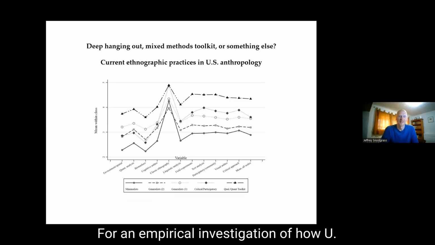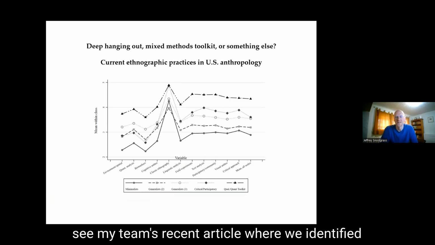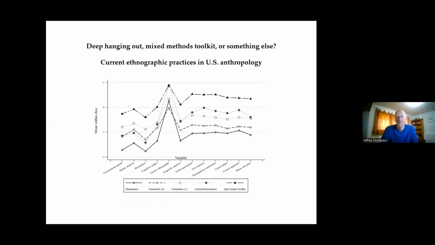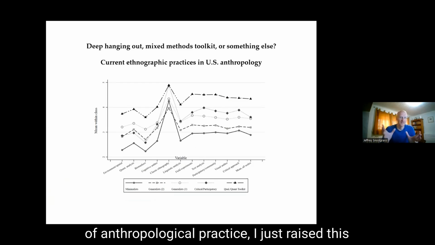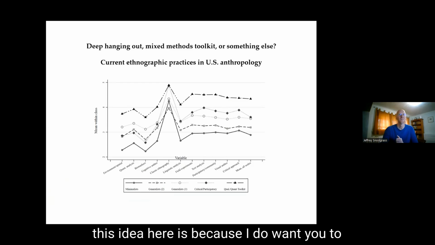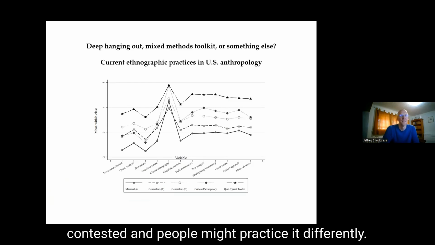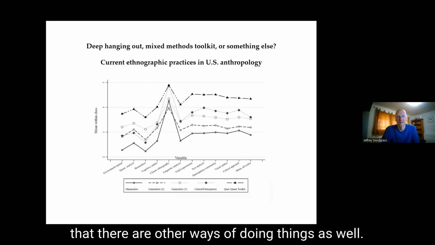I'd add that ethnographers conceptualize their craft differently. For an empirical investigation of how U.S. anthropologists understand their research methods, see my team's recent article where we identified what I call 5 different flavors of ethnographers, with that article appearing soon in the Annals of Anthropological Practice. I raise this idea here because I do want you to know that even the notion of ethnography is contested, and people might practice it differently. So I have my way of doing things, but I understand that there are other ways of doing things as well.